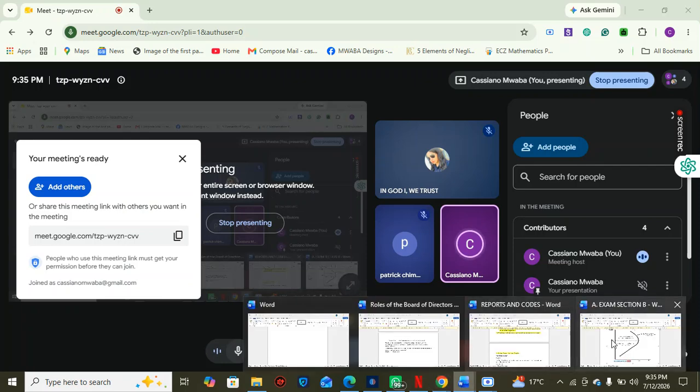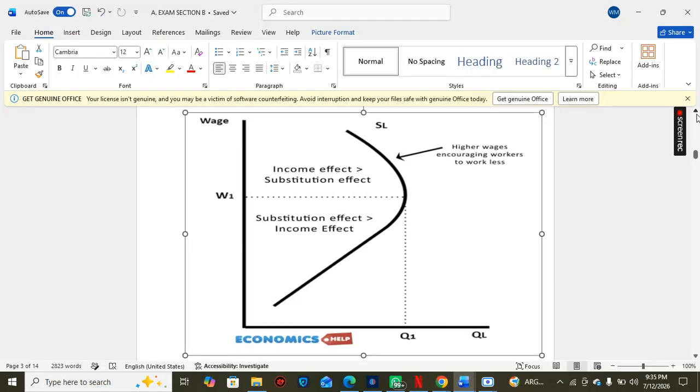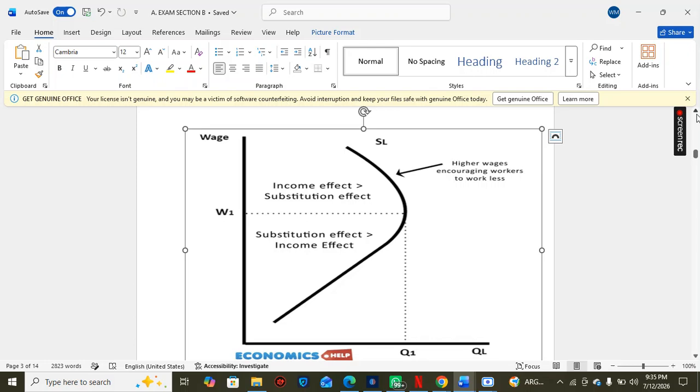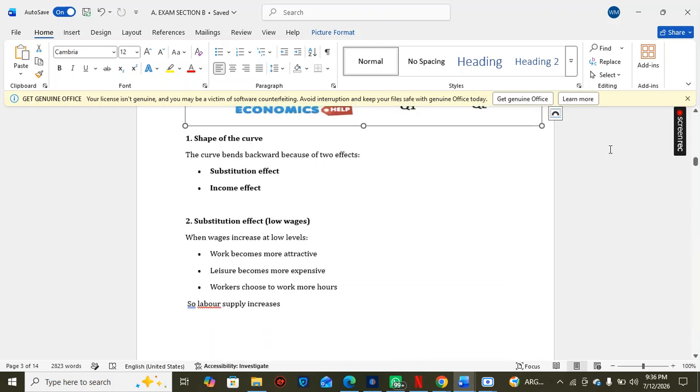Okay, yes, colleagues. Where was I? Yes, we're still on this question here. The backward-bending supply curve. So just remember, substitution effect, you're working more so that you can earn more. You don't want to rest. Income effect, you're now rich. You want to rest more. You don't want to work more. Yes. So that is what this graph is telling us. Any questions?